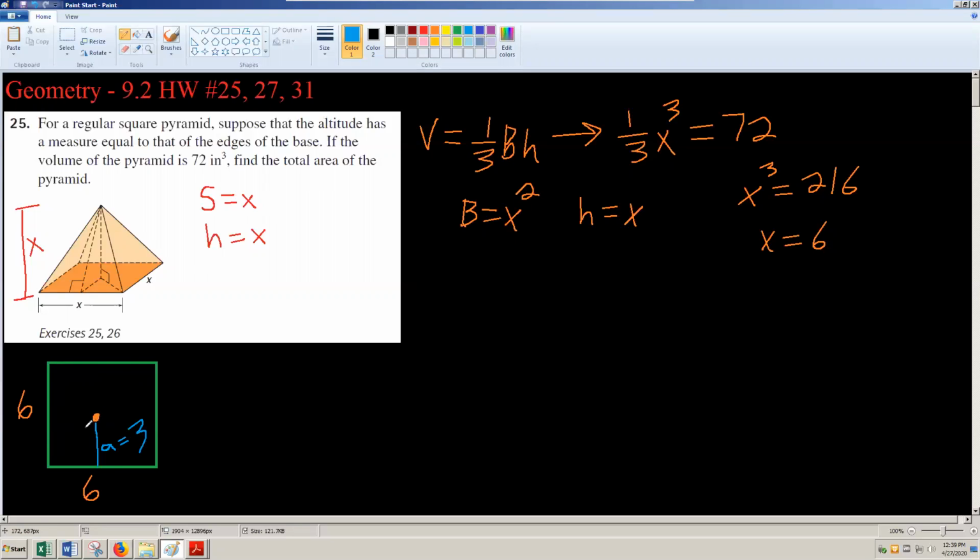If this was a hexagon, you should be able to figure it out. If it were a regular hexagon, or an equilateral triangle, we should also be able to figure this out. So now I know this thing is 3.